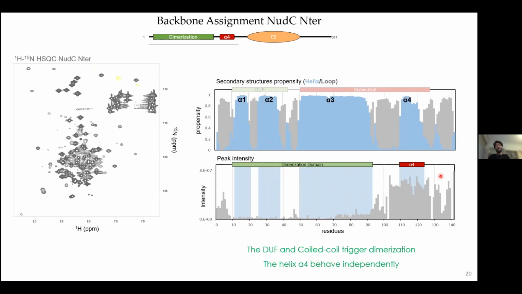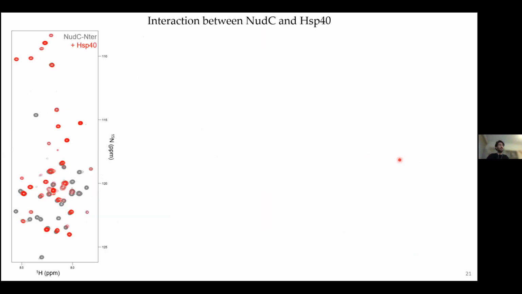And we can also see that our helix alpha 4 has very high intensity peaks. So it tells us that this helix alpha 4 is behaving separately from the dimerization region and is more dynamic in solution. Now we can know about the topology of Nazi from NMR, but really what we want to see is the interaction with the HSP40. And for this, we did a titration.